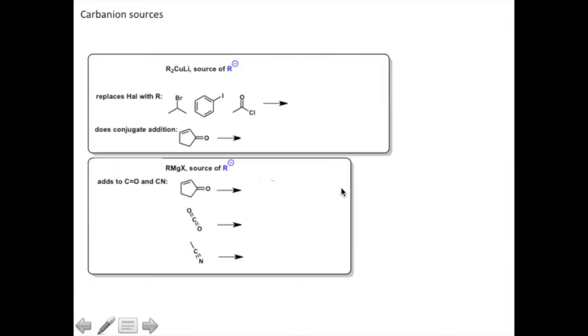First slide is about carbanion containing compounds. So R- comes in two flavors. You can have Gilman as a source of R- and Grignard reagent as a source of R-. First things first, how do you prepare both? How do you make Gilman and how do you make Grignard? Stop the video and think.